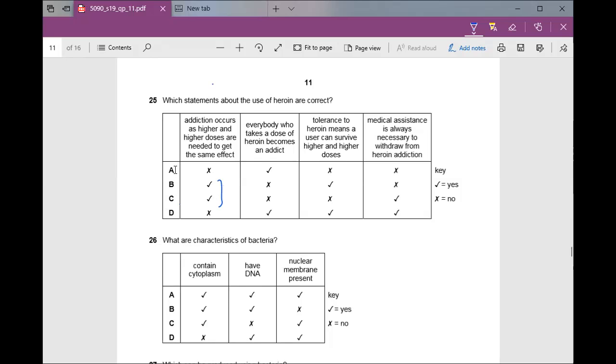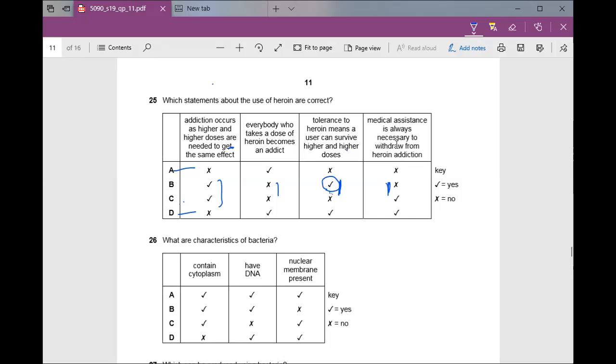So, it means we have to select between B and C. Both the options are wrong, so there is no need to discuss. Here we have to figure out which one is correct, these two options. Tolerance of heroin means a user can survive higher and higher dose. That is why a person needed more to get the same effect.